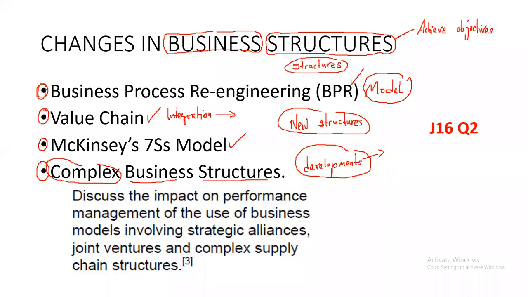Specifically here, cut and pasted from your syllabus, it says, discuss the impact. So you see again, they want us to talk about the impact on performance management of the use of business models such as the strategic alliances, a joint venture, and complex supply chain structures. How do these impact on the performance management? You are experts on this. You must be able to tell us what's the implication of these new types of models on the way we manage performance for organizations. So these are the items that we now want to zero in on. So again, we'll break down these items and run through them. So let us get started.